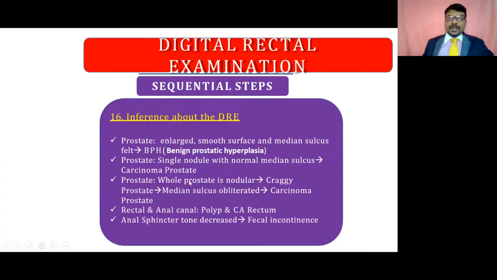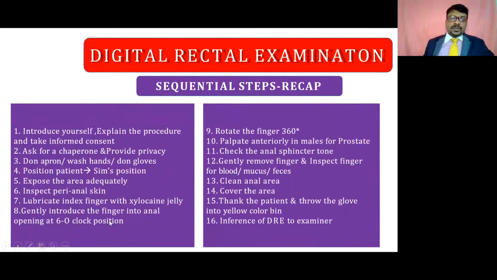We are going to find out if anybody has an enlargement, or any single nodule, or whether the median sulcus is obliterated, which happens in carcinoma of the prostate. If the rectum or anal sphincter is weak, we find that out with the digital rectal examination.